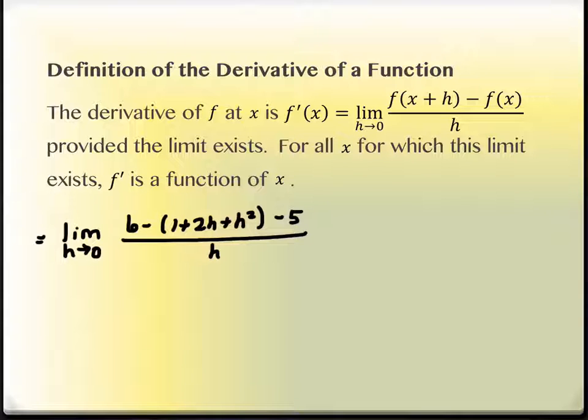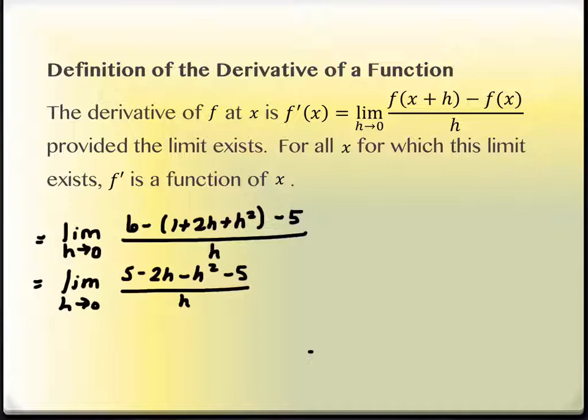Okay, so continuing with this, what's my numerator going to simplify to? Well, I have 6 minus 1. That sounds a lot like 5. Negative 2h. Minus h squared. Minus 5. Okay, now what do you see? Cancellation. What can cancel? The 5 and the negative 5. Those add to 0. And if you've done the problem right, everything in the numerator should have an h in it. Does everybody see that? Okay.